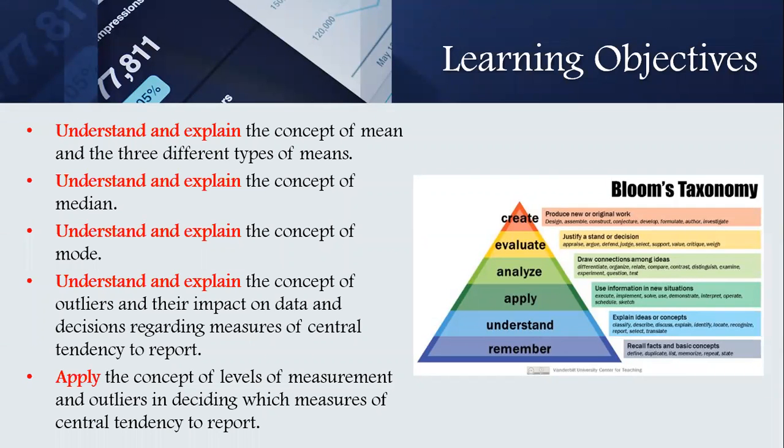In terms of learning objectives, by the end of this video, you should be able to understand and explain the concept of mean and the three different types of means. Understand and explain the concept of median. Understand and explain the concept of mode. Understand and explain the concept of outliers and their impact on data and decisions regarding measures of central tendency to report. And apply the concept of levels of measurement and outliers in deciding which measures of central tendency to report.